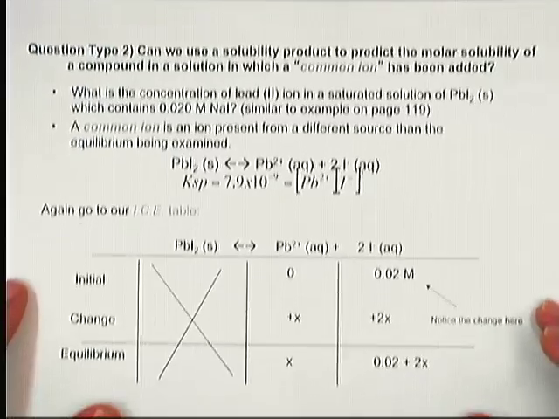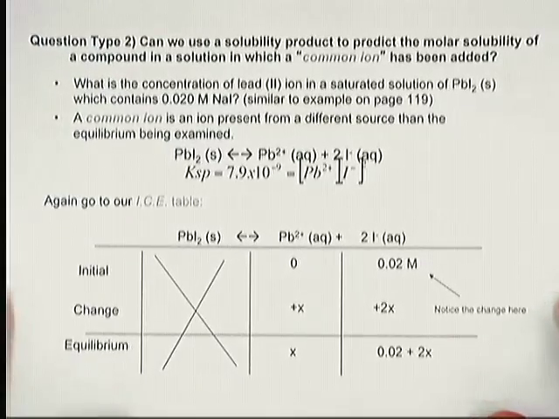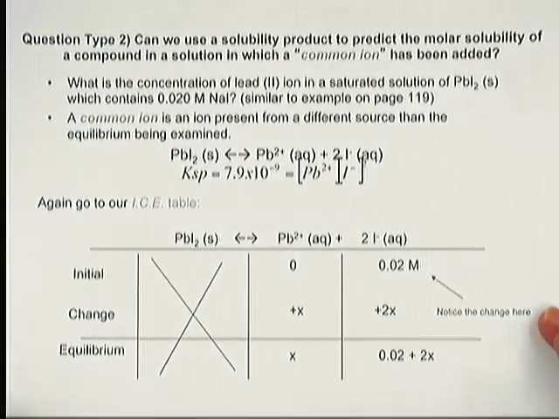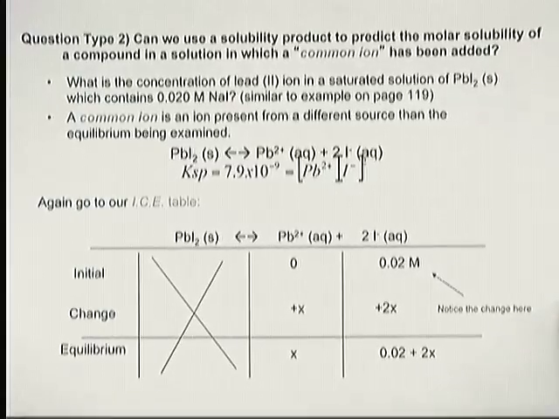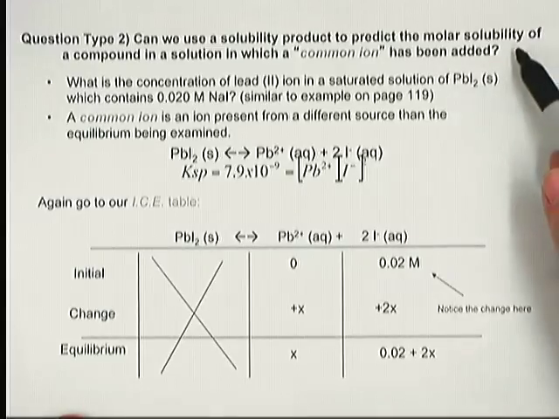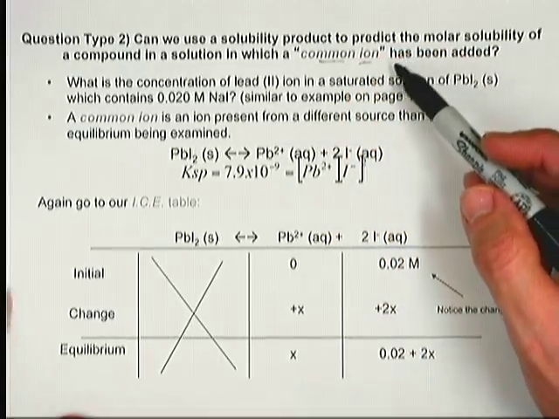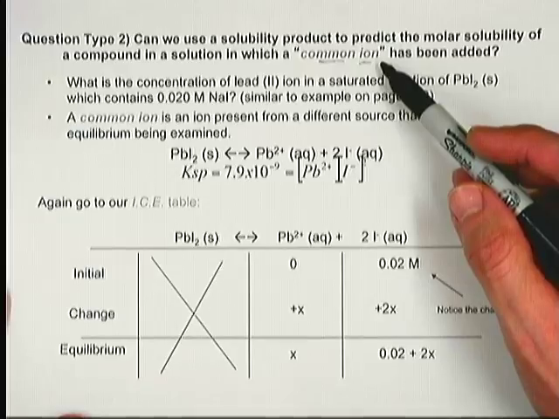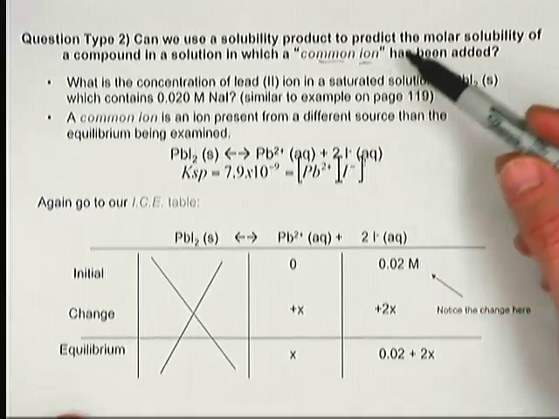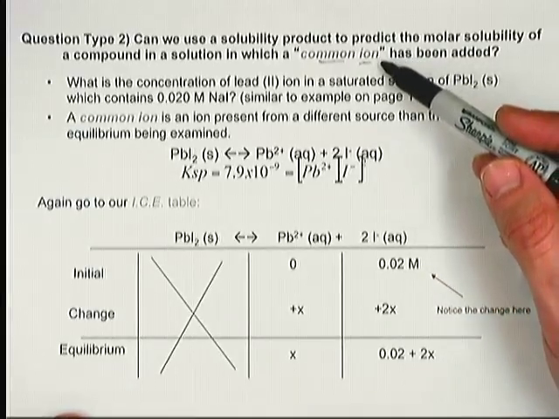All right, so that gives you one example problem. Let's move on. Let's try a slightly more challenging one. Question type 2. Can we use a solubility product to predict molar solubility of a compound in a solution in which a common ion has been added? Now, a common ion, we need to define that first. That is an ion that's present from a different source than the equilibrium being considered.